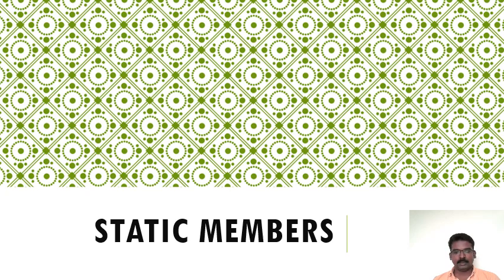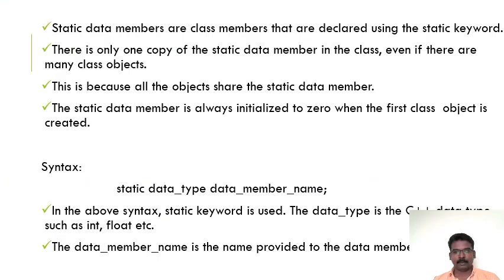Structure, let's see what's meant by static members in C++ programming. Coming to the definition of the static data members, static data members are nothing but class members which are declared using the static keyword. So there is only one copy of the static data member in the class, even if there are many class objects. So what this statement defines is that the static data member is the property of the class, and it has only one copy maintained by it.